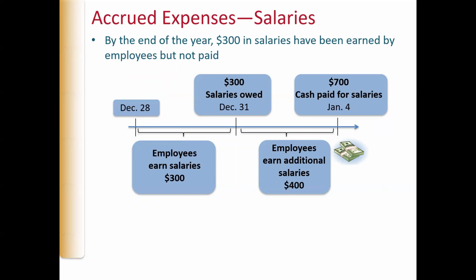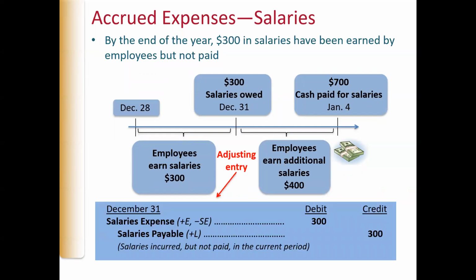Then when we finally pay the salaries in the next month, that's when we will get rid of that payable. In this case, the adjusting entry as of December 31st is salaries expense, and it's at that time we credit our salaries payable. Since our period is ending, we need to record the expenses that have happened during the period, even though we haven't paid them.